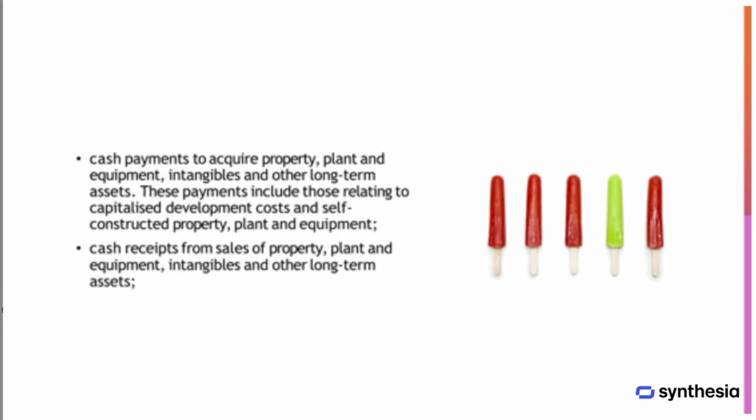Examples of cash flows from investing activities include payments made to acquire property, plant and equipment, intangible assets, and other long-term assets, including those related to capitalized development costs and self-constructed assets. Additionally, cash receipts from the sale of these assets are classified as investing activities.